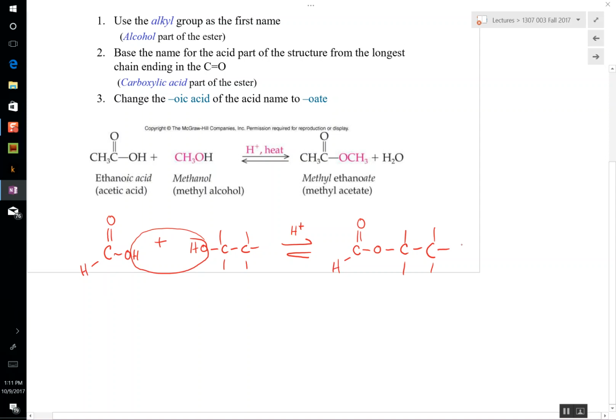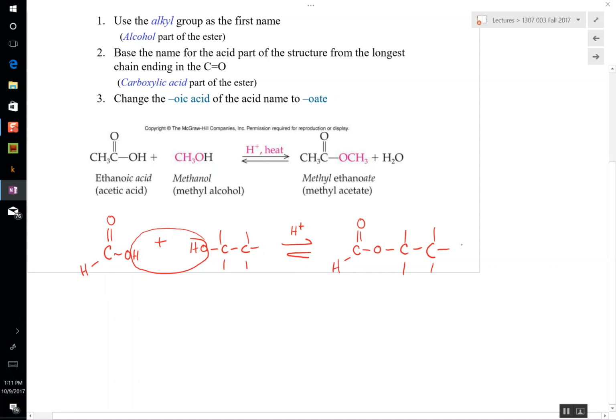So there's our ester. Now, I just want you to keep track of the difference over here. We ended up with 1 carbon here. Why? Because we had a 1-carbon alcohol. We ended up with 2 carbons here. Why? Because we started out with a 2-carbon carboxylic acid.